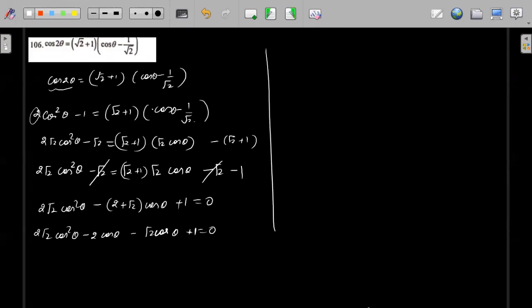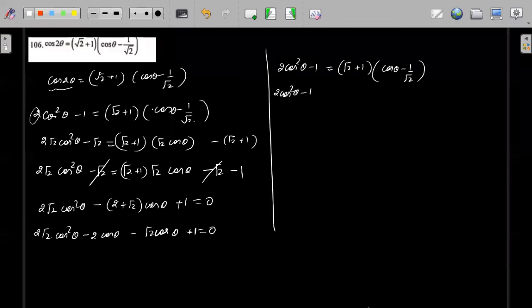Okay, so let me show you how to multiply. Here we have 2 cos square theta minus 1 is equal to root 2 plus 1 into cos theta minus 1 by root 2, right? So I will take LCM. So this is 2 cos square theta minus 1 is equal to root 2 plus 1 into root 2 cos theta minus 1 by root 2. This part you are able to understand, Siddharth? Devdarshan, you are able to understand?